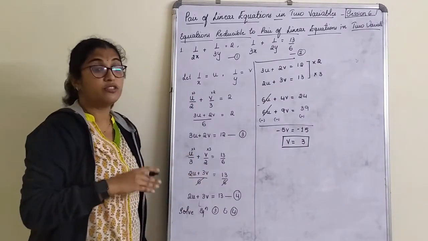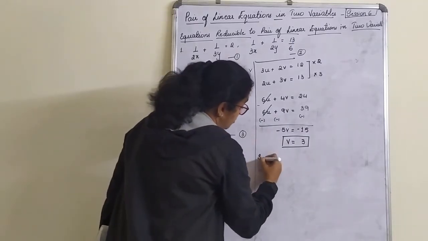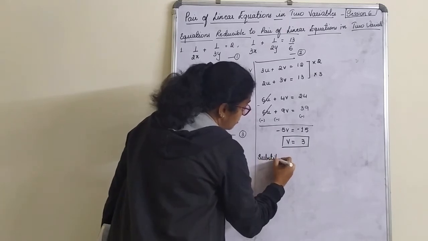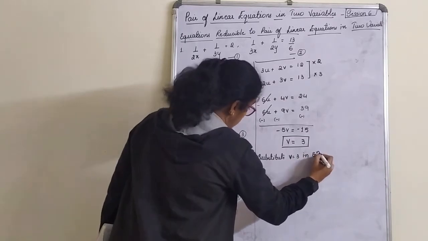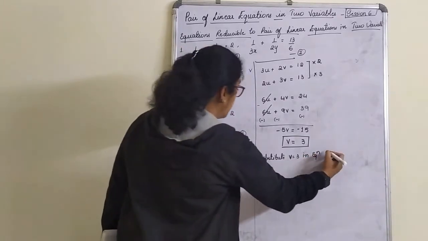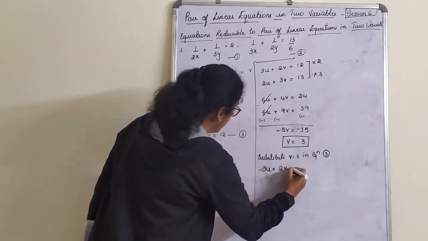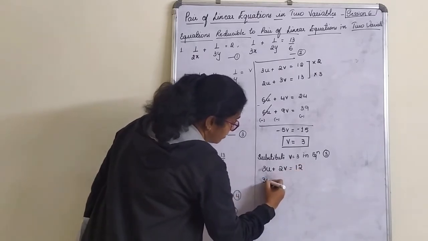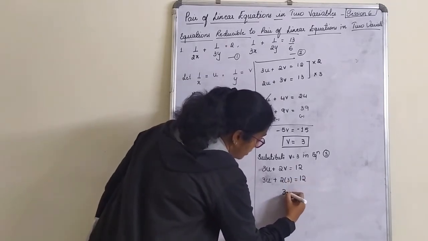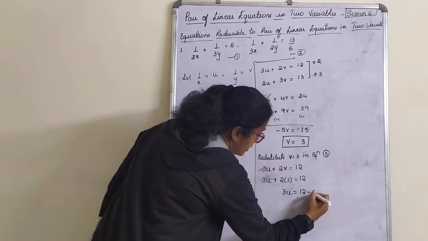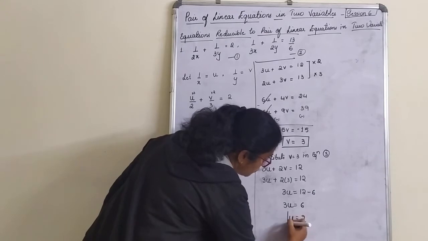Now this is not the final equation. We have to find x and y, that is, the original x and y. Find u. Substitute v is equal to 3 in an equation. Which equation? Either 3 or 4. We'll use equation 3, which is 3u plus 2v is equal to 12. 3u plus 2 into 3 is equal to 12. 3u is equal to 12 minus 6. 3u is equal to 6. u is equal to 2.